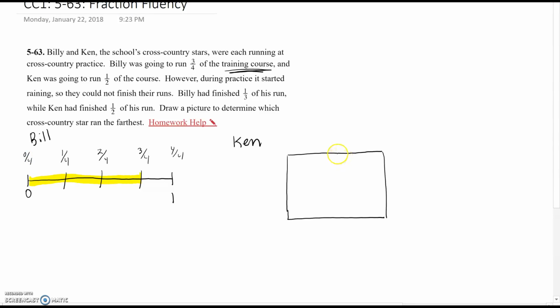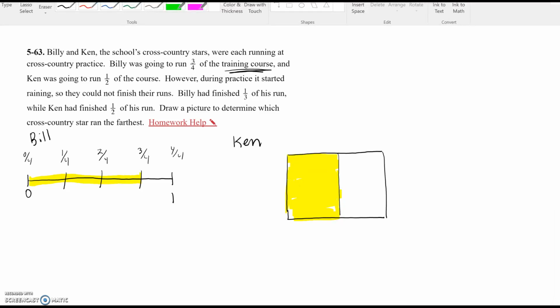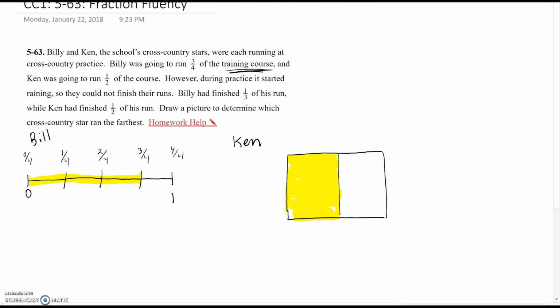Ken was going to do half. So here's the half that Ken was going to run. And so if they both finished their portions, Billy would have run further because he would have run 3/4 of the track. Well, Ken only ran a half, and 3/4 is more than 1/2. Now take a look at what happened.